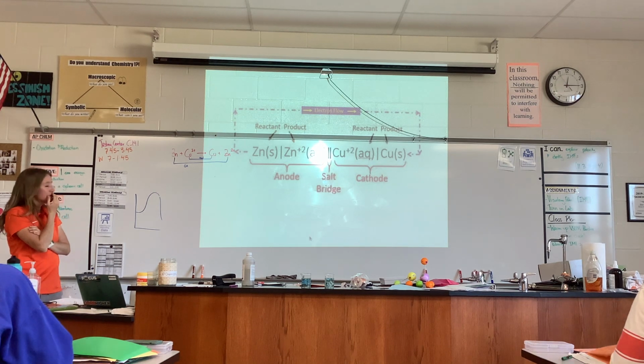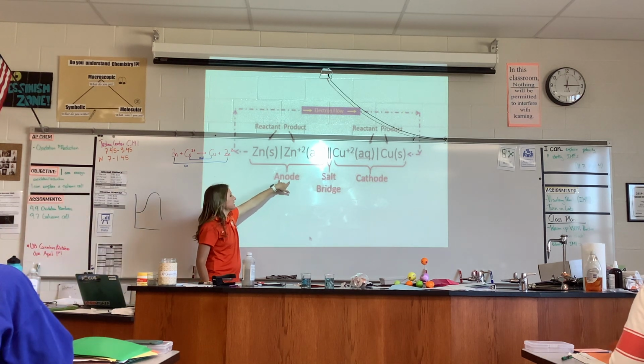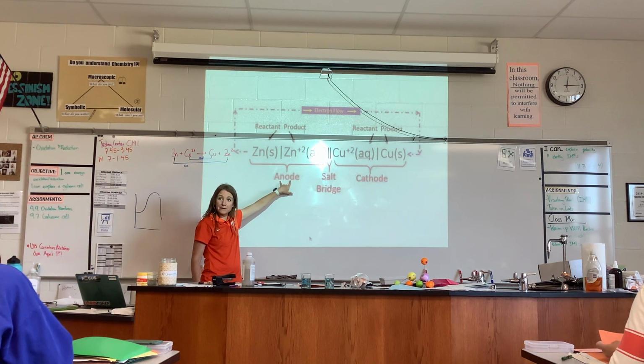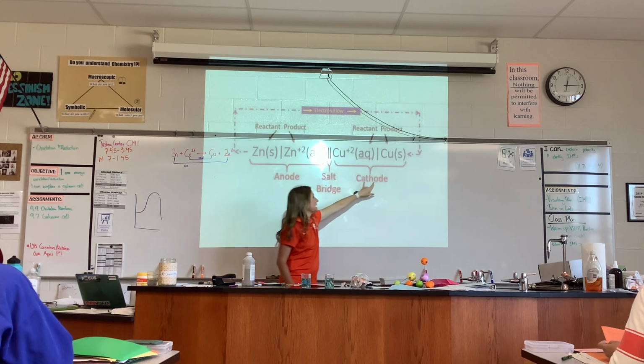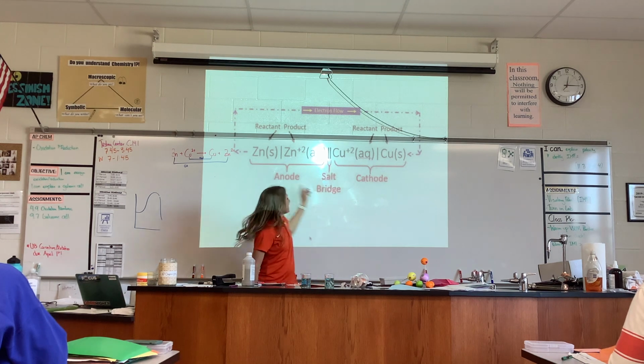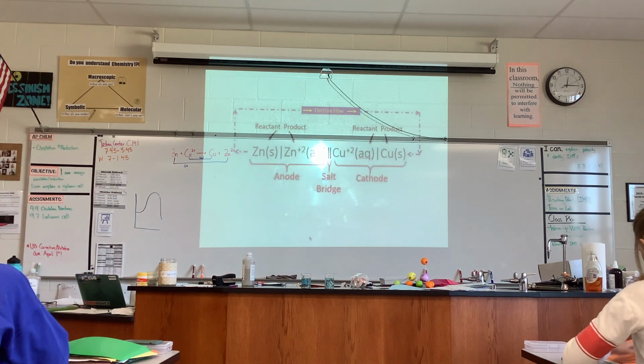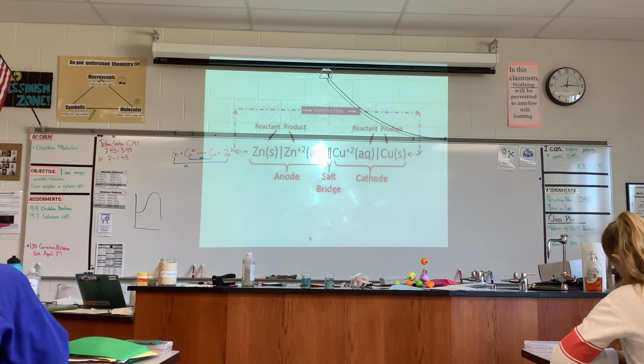So, anode and cathode. We'll define those in a second. The anode is the name for the electrode where oxidation happens. The cathode is the name of the electrode where reduction happens. How do you say the second one? Cathode. I've heard anode before, but I've never heard cathode. It's just the other side of the battery. So the electrons always flow from the anode to the cathode.